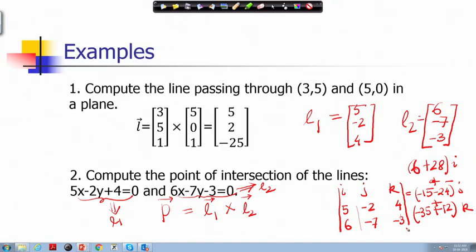So, the full expansion can be said to be 34 i minus 39 j plus 23 k. Okay. So, what is P? P is represented as this vector which is 34, minus 39, and this is not plus, this is minus 23. I hope my calculation is correct and let us see.